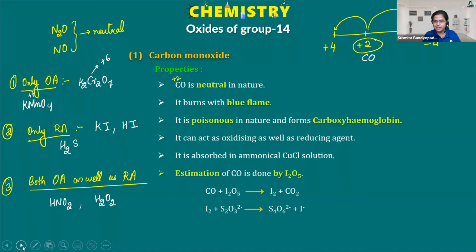If you want to estimate CO, treat it with I2O5, an oxidizing agent. CO gets oxidized to CO2, and along with that I+5 gets reduced to I2. So iodine can be estimated using sodium thiosulfate solution. Not a very important thing. Just know that when it reacts with I2O5, CO gets oxidized to CO2 and iodine is produced.